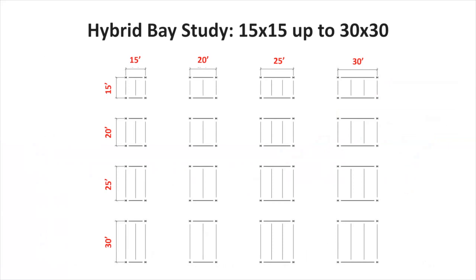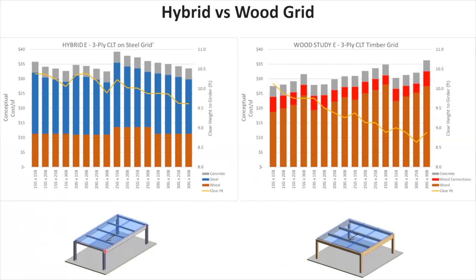To get to a conclusion about that, we did the exact same base study that we did for wood with the hybrid system. In the hybrid system, we had steel columns, beams, girders, and CLT panels spanning between the beams. This is the graph you saw before. Here's the same one for a hybrid system.